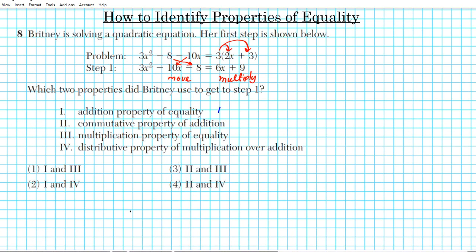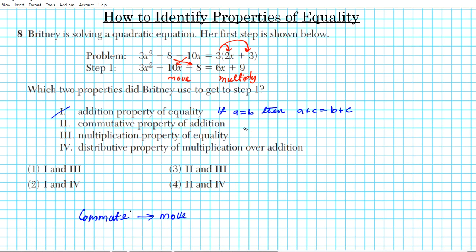Addition property of equality. If A is equal to B, then when you add a number to both sides, the equality is preserved. A plus C is equal to B plus C. All right, she didn't add anything to both sides of the equation, so it's not the addition property. Commutative. Now this is a big word. If you think about the word commute, what does that mean? If your parents are commuting to work, commute means to move. Okay, so commutative property of addition just basically means that you can reverse the order of a sum or difference.